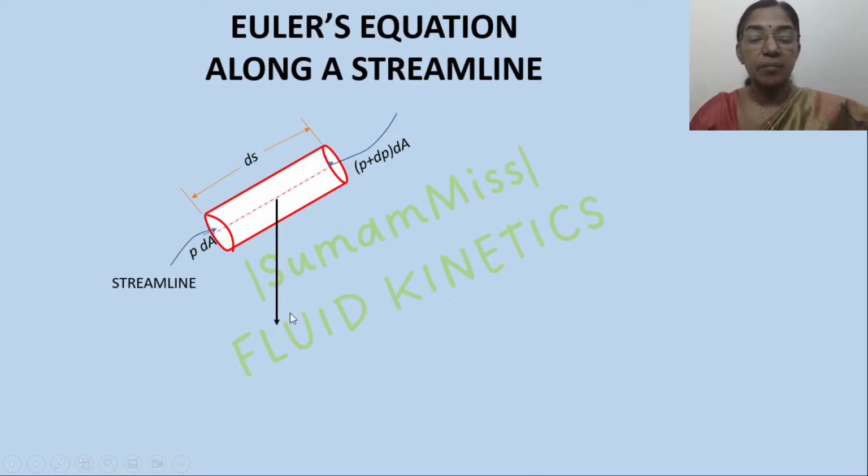Then the weight of the element, W, is equal to rho g, where rho g indicates specific weight, into the volume of this element, that is dA into ds. Another force is the friction force, which opposes the motion of the fluid. The centroid of the downstream face of the element is at a level dz higher than the centroid of the upstream face of the element. Theta is the angle which the axis of the element makes with respect to the horizontal. If you complete this triangle, this angle is also theta.